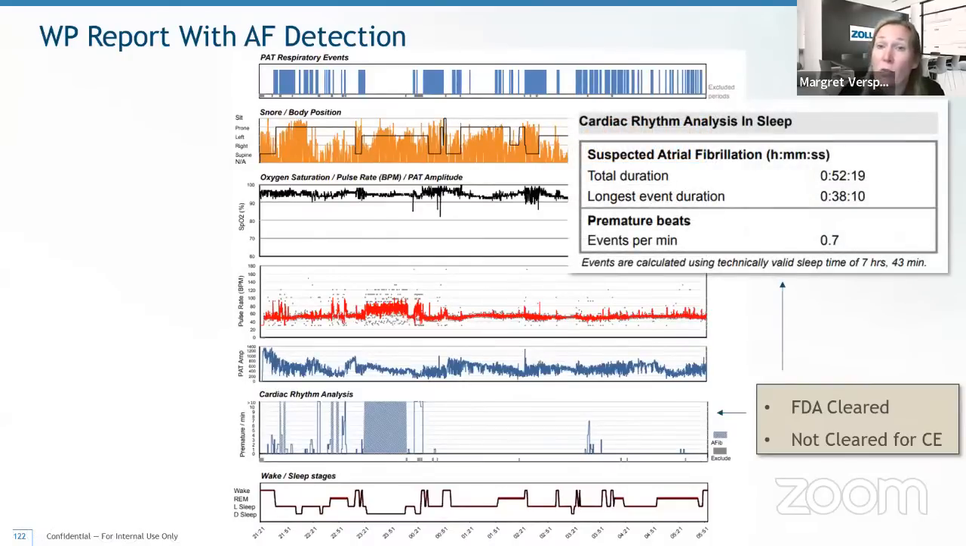It will be flagged in the report: suspected atrial fibrillation, total duration, and the longest event duration. And it will also detect premature beats with the events per minute. So it's very helpful when we have it in the report. For now, you need to go into the raw data to check and verify what's going on. And then we will have it in the report. So you will have your arrhythmia and your AFib in the report.